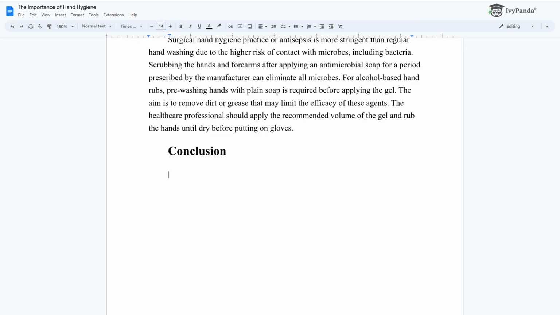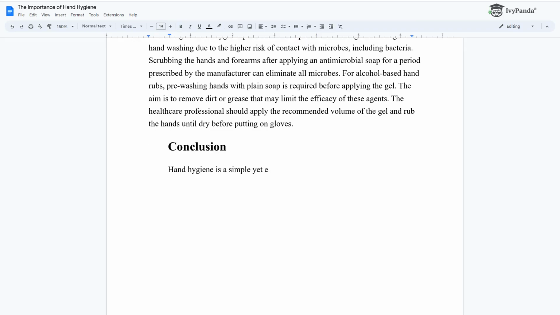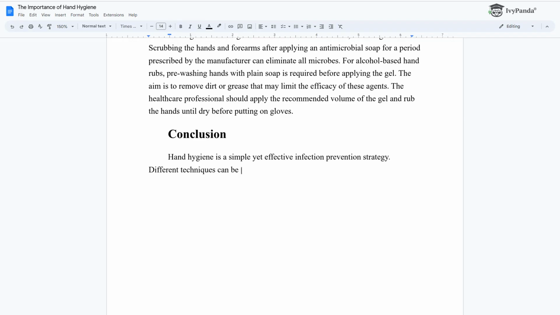Conclusion. Hand hygiene is a simple yet effective infection prevention strategy. Different techniques can be used to kill pathogens deposited on hands.